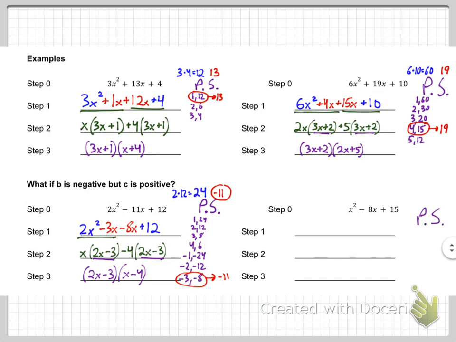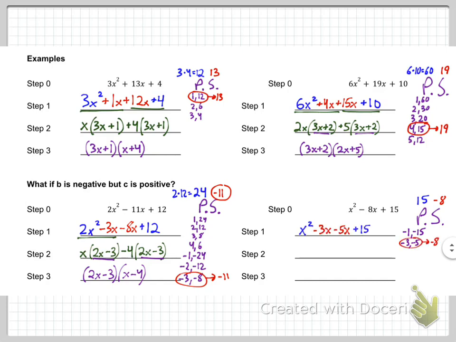Let's try this one on the right here. So product sum, product of 15, sum of negative 8. Two numbers have to add up to a negative but multiply to a positive. They must both be negative then. And if you skip writing the positive factors in this situation, that's perfectly fine because they've got to be both negative. Negative 3 and negative 5 add up to negative 8 and multiply to 15, so we're going to use those.